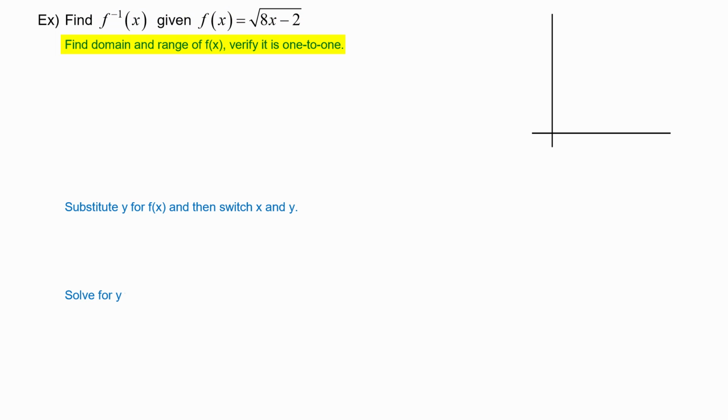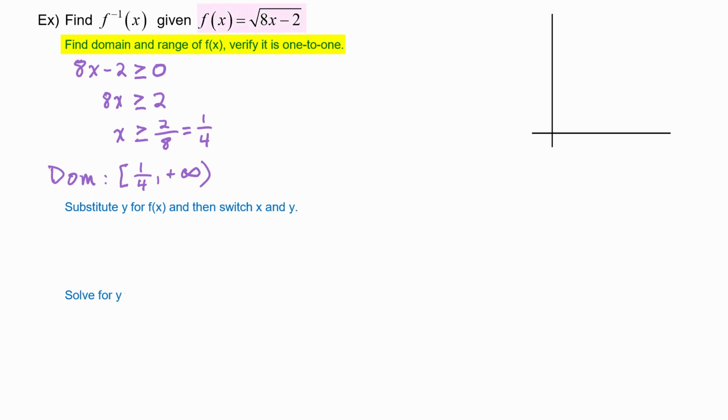In the first step, we have to find the domain and range of f of x and verify it is 1 to 1. Now, we know that the argument under a radical needs to be greater than or equal to 0. So 8x minus 2 must be greater than or equal to 0, which means 8x has to be greater than or equal to 2, which means x has to be greater than or equal to 2/8, which is the same as 1/4. So then our domain for f of x is 1/4 to positive infinity.